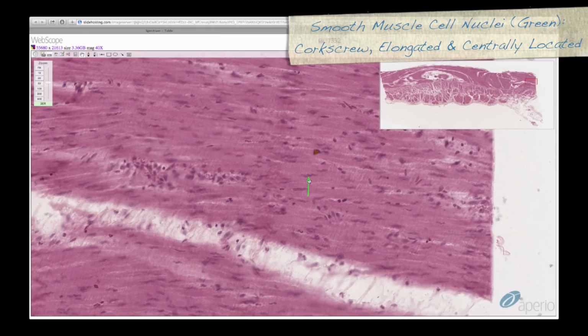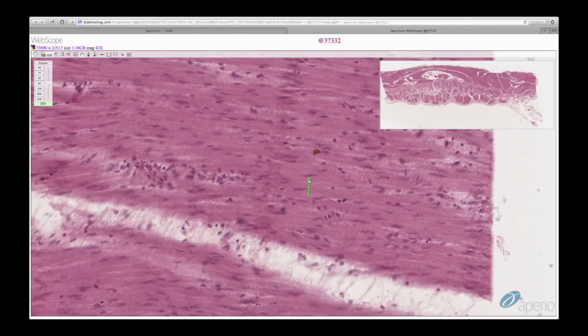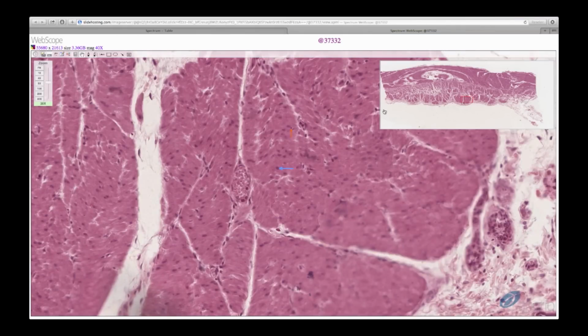This corkscrew shape is a result of the contraction of the cell during fixation and can be useful in distinguishing smooth muscle cells from fibroblasts in routine histological sections. We have moved to a cross-sectional view of smooth muscle. Each of the cells and their respective nuclei appear to be different sizes.